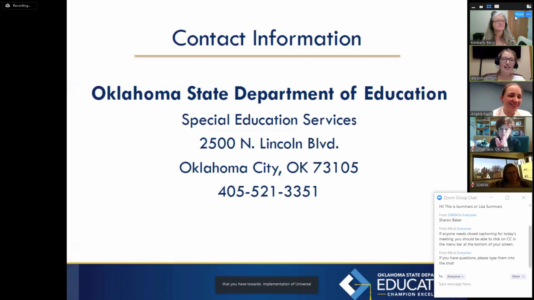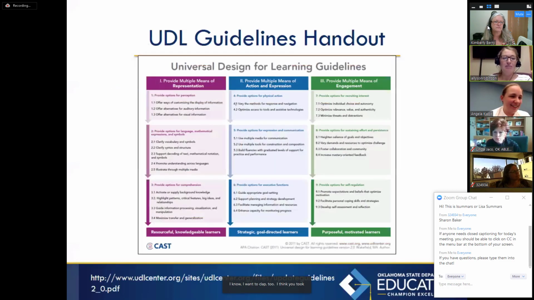Very good, Angela. I know, I want to clap too. I think you took that chart. I've seen that chart before, but your pictures and the way that you described it helped make all of those words make a whole lot of sense. What does that actually mean? And I think that comes with classroom experience.